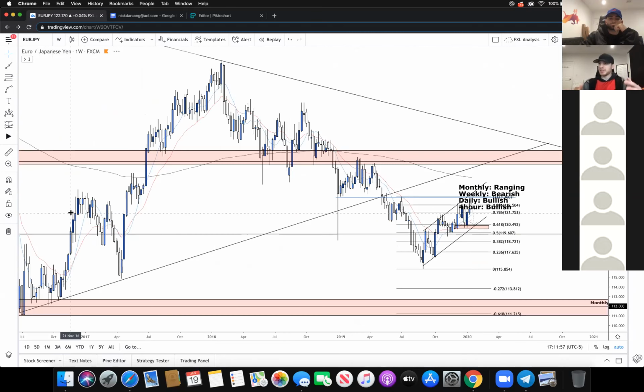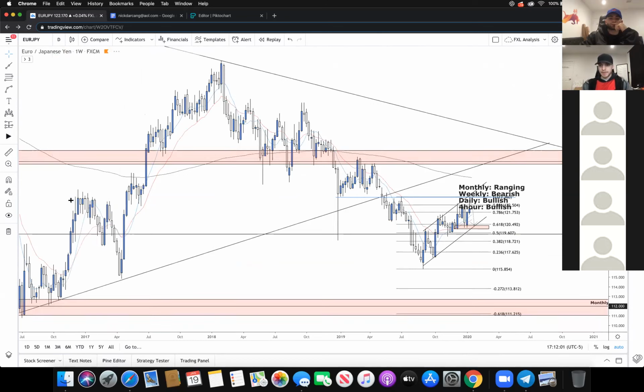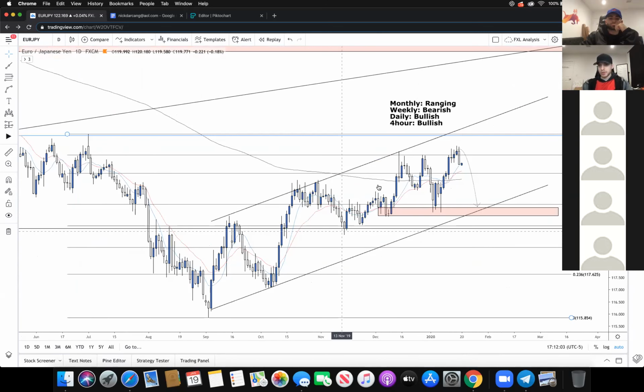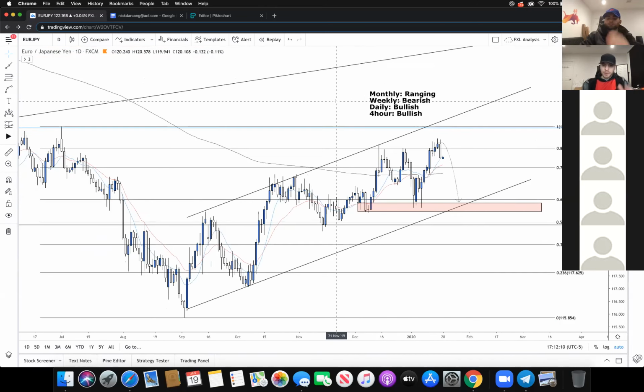We want to get to more recent price action, right? So let's go ahead and drop back down to our daily. So the monthly, the weekly is bearish, the daily is bullish, and the 4 hour is bullish. So right now, we're just going to play it based on the daily. Very bullish trend. Higher highs, higher lows, etc. All the way up until here.